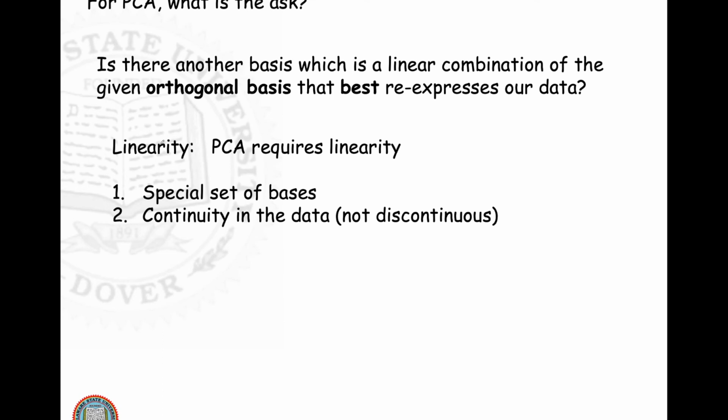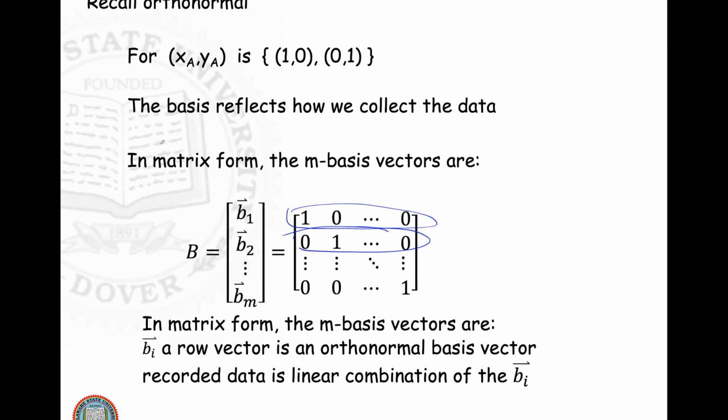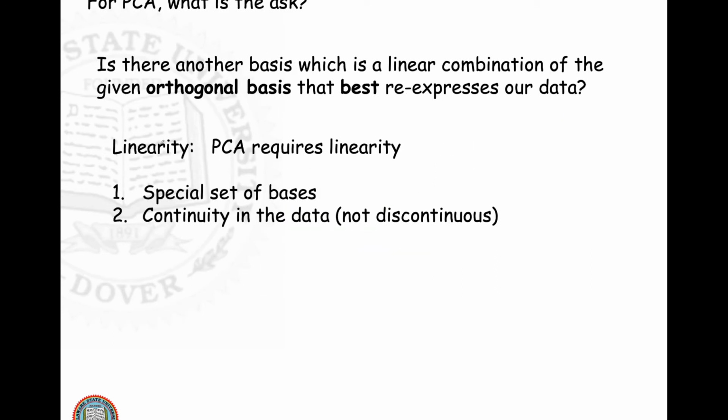Okay, so what is the ask then for PCA? PCA is asking, can we find another basis different from the basis that gives you the data that you are measuring from your instrumentation? Can you find another basis that's a linear combination of the given orthogonal basis that re-expresses your data? When you re-express your data, you want the re-expression to be better than the original representation and basis that gave you your x vectors. Okay, so the requirement here is linearity.